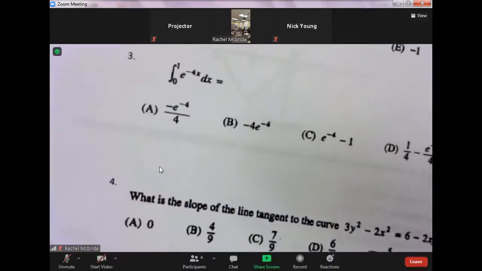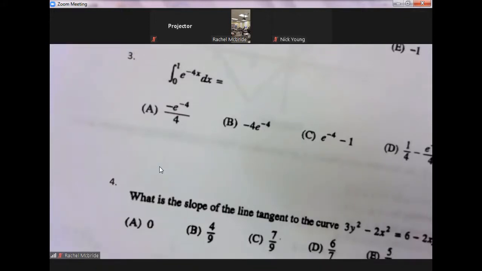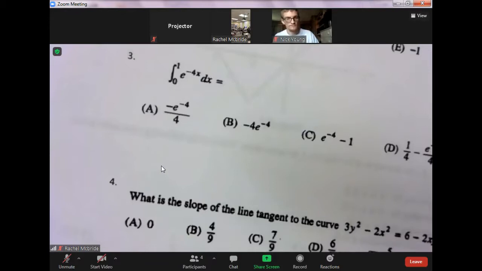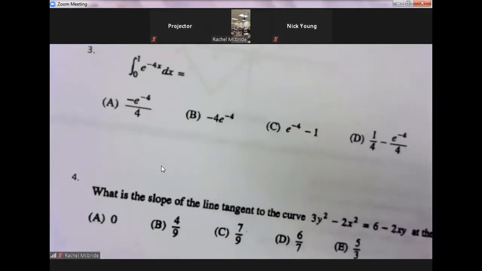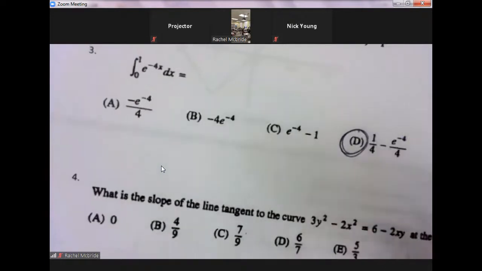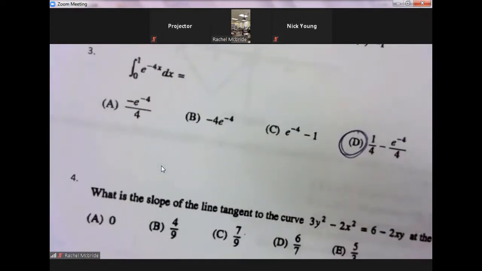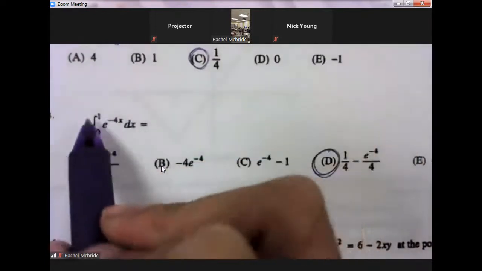Okay, number 3. Okay. Number 3 is actually harder than number 4 according to the national averages. Number 3 was D. 45% of students got that correct. Do we need to see number 3? Yeah. Okay. So this is an integral.